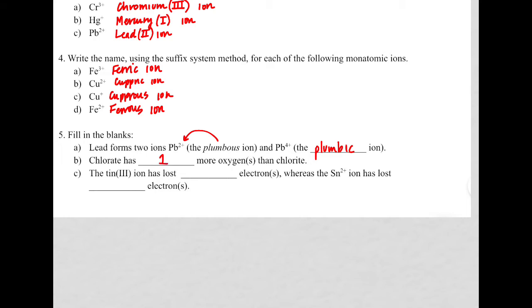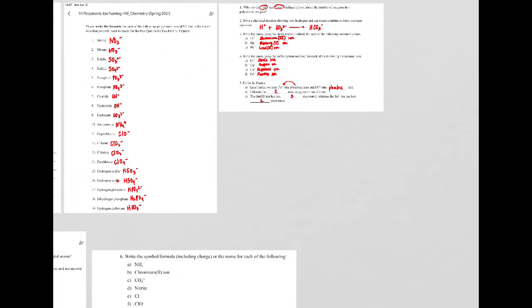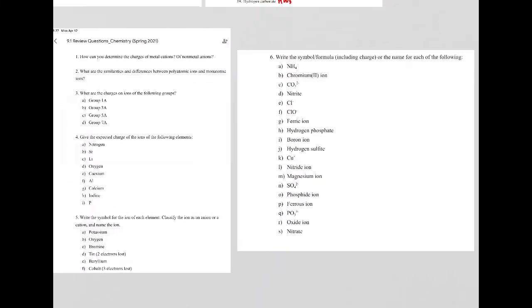The tin 3 ion has lost blank electrons, whereas the tin 2 ion has lost blank electrons. So the tin 3 ion, Sn3+, loses 3 electrons. The Sn2+ ion loses 2 electrons. Right? That's what gives it its 2+ charge. Okay. Now on to the review questions.